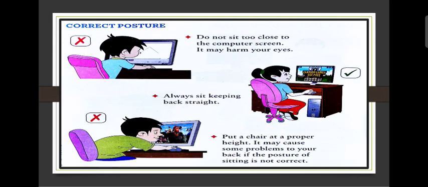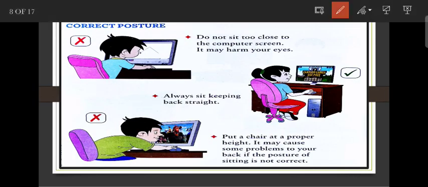Next is correct posture. Do not sit too close to the computer screen, it may harm your eyes. Here you can see in this picture the boy is close to the monitor, it may harm his eyes. So always keep a safe distance from the monitor. Next is always sit keeping your back straight. Here you can see this girl is sitting in 100% correct posture.